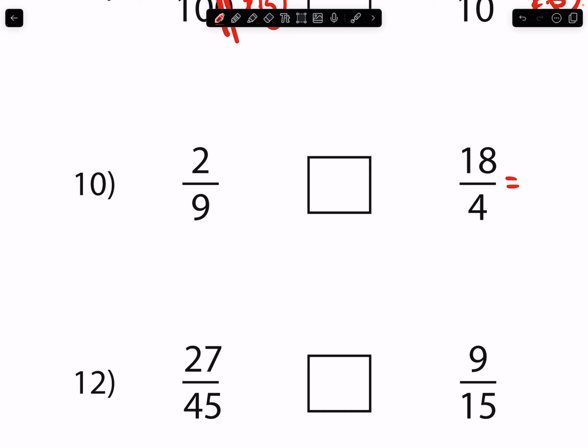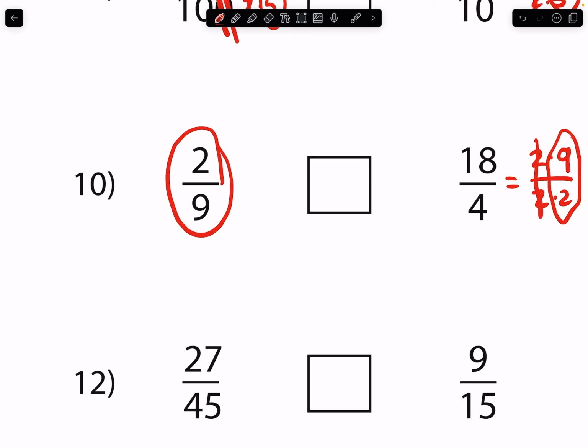2 and 9 cannot be split into something that they both have in common, but 18 and 4 both have a 2. And what we see, 9 over 2 and 2 over 9, they are trying to get you by just flipping it upside down.